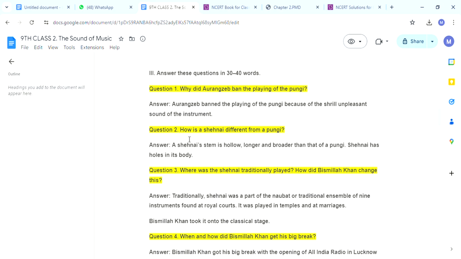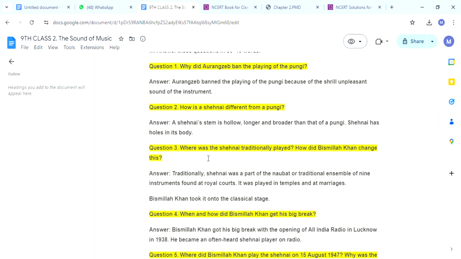Second question. How is a Shahnai different from a Pungi? Answer: a Shahnai's stem is hollow, longer and broader than that of a Pungi. Shahnai has holes in its body.